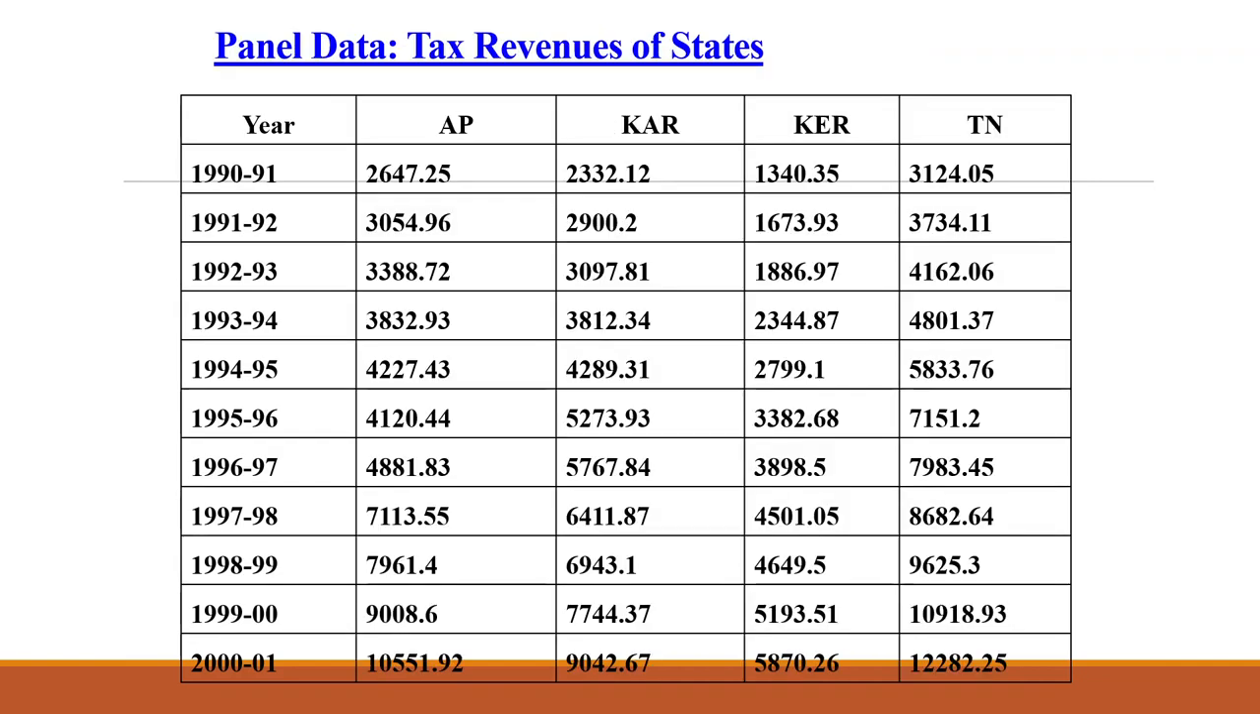In case of panel data, this is a combination of cross-section data with time series data. So you can see here in columns, we have states, and in rows, we have years. This is panel data.